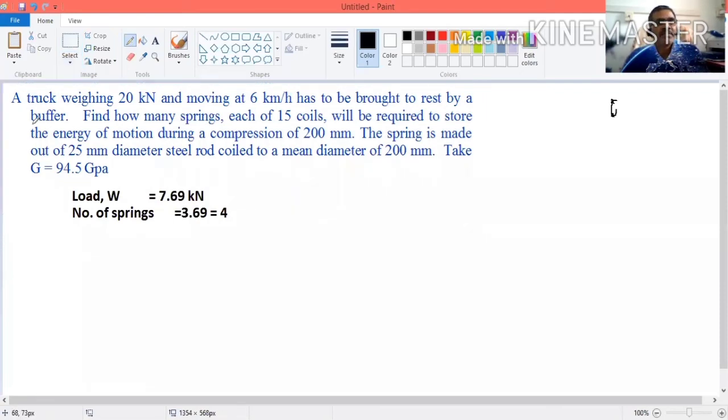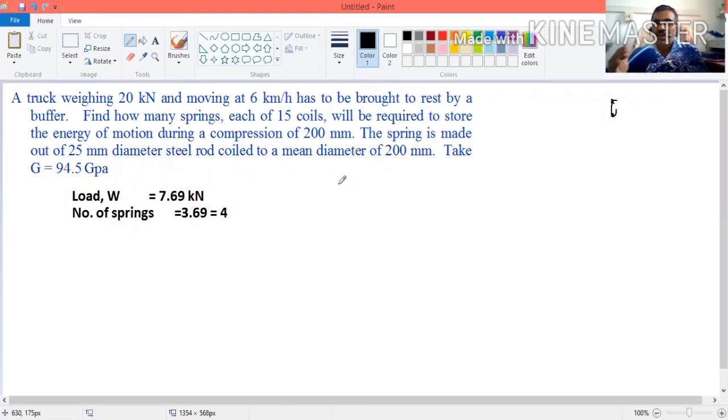Now read this. A truck weighing 20 kilonewton and moving at 6 kilometer per hour has to be brought to rest. It must be stopped by a buffer. Buffer means springs. Find how many springs, each of 15 coils, will be required to store the energy of the motion during the compression of 200 millimeter. So the truck is moving at a velocity of 6 kilometer per hour.